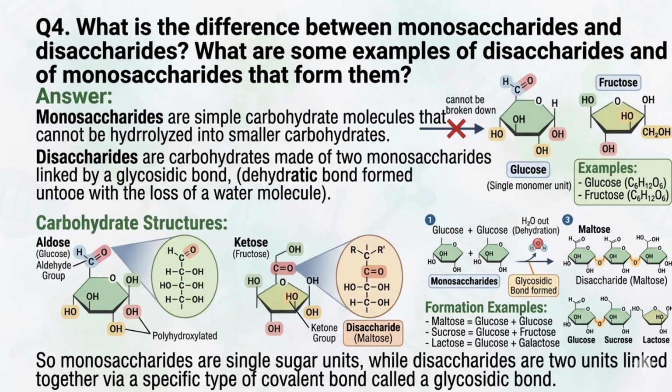Question number 4. What is the difference between monosaccharides and disaccharides? What are some examples of disaccharides and of monosaccharides that form them? Answer. Monosaccharides are simple molecules of carbohydrates that cannot be broken into other carbohydrates. Glucose and fructose are examples of monosaccharides. Disaccharides are carbohydrates made of 2 monosaccharides with the loss of one molecule of water, dehydration. The chemical bond between 2 monosaccharides is known as a glycosidic bond.